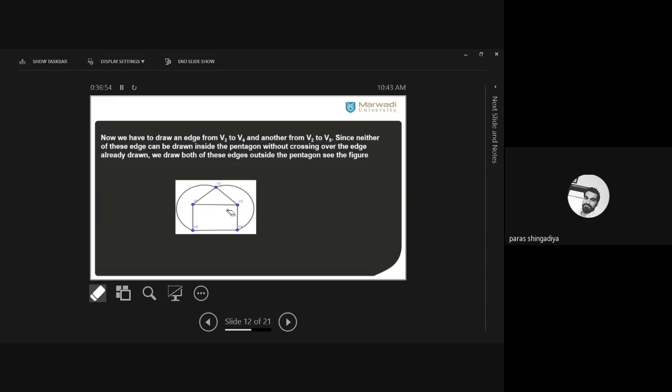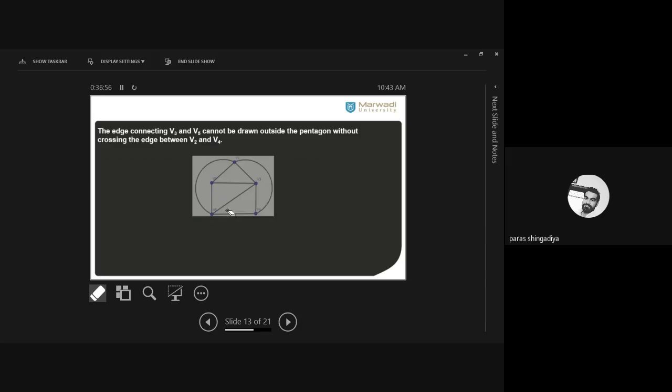So let's connect them also. First the edge connecting V3 and V5. V3 and V5 cannot be drawn from the outside of the pentagon. We now cannot connect V3 and V5 from the outside of the pentagon. Clear? Outside means this part.